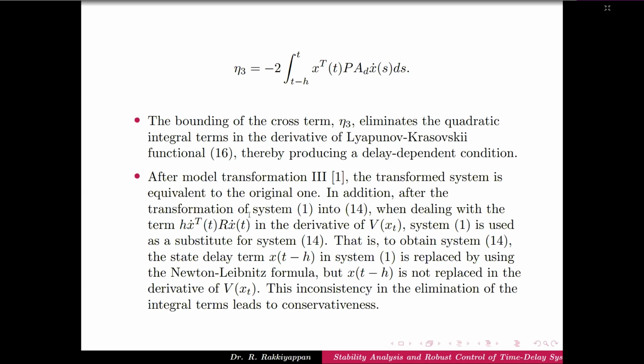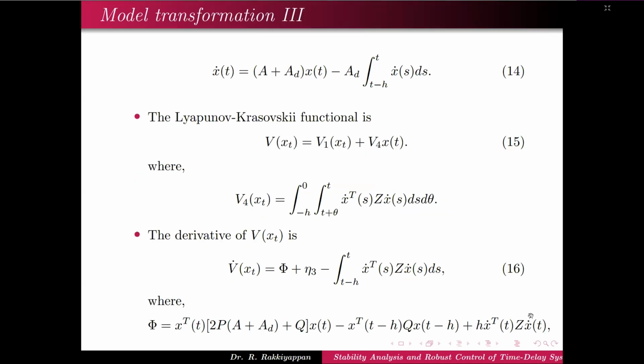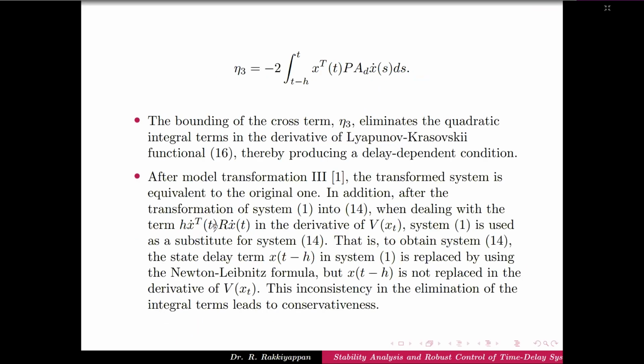In addition, after the transformation of system 1 into 14, when dealing with the term h times x dot transpose of t, R, x dot of t, the last term of the functional, in the derivative of V of x_t, system 1 is used as a substitute for system 14. To obtain 14, the state delay term x of t minus h in system 1 is replaced by the Newton-Leibniz formula, but x of t minus h is not replaced in the derivative of V of x_t. So this inconsistency in the elimination of the integral terms leads to conservativeness.